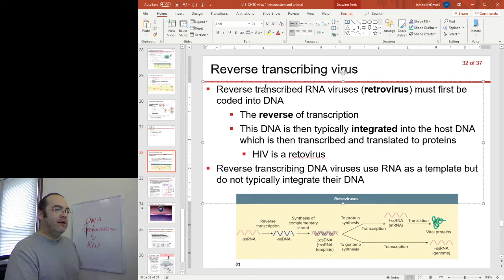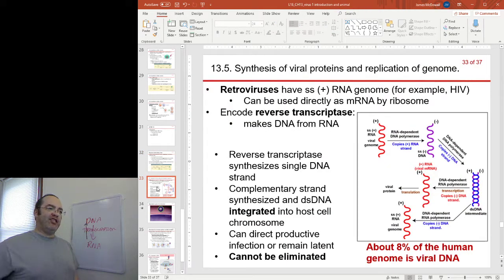The process of reading RNA and making DNA is again not a process that any cell would ever do. So our reverse transcribing viruses, our retroviruses, need to encode and/or bring with them a special kind of enzyme called reverse transcriptase.